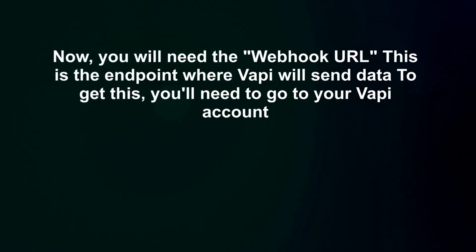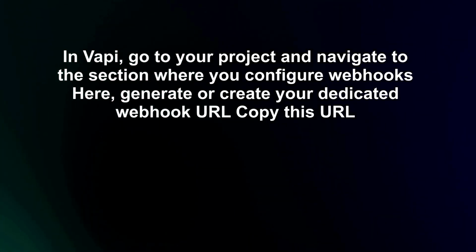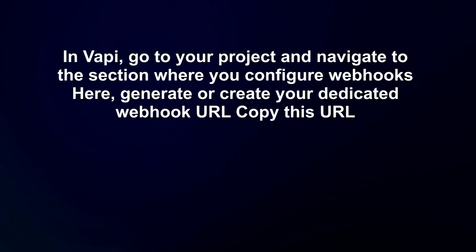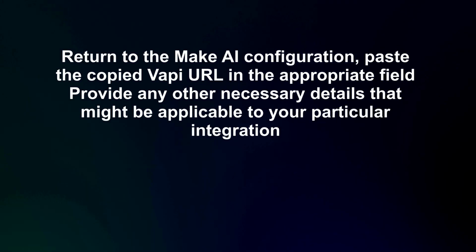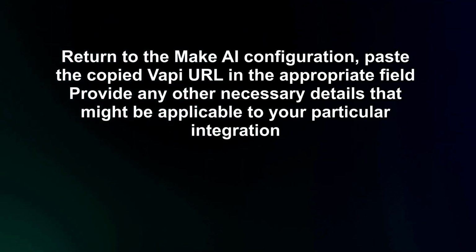To get this, you'll need to go to your Vapi account. In Vapi, go to your project and navigate to the section where you configure webhooks. Here, generate or create your dedicated webhook URL. Copy this URL. Return to the Make AI configuration. Paste the copied Vapi URL in the appropriate field.